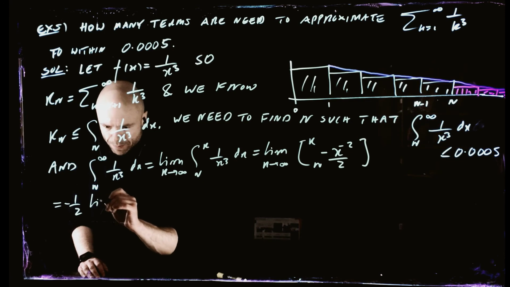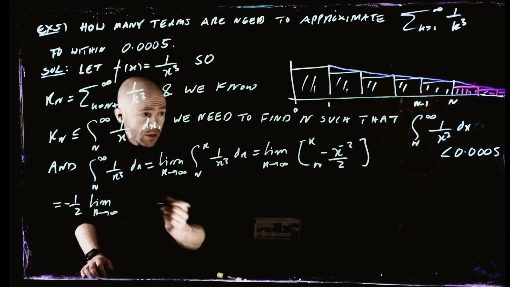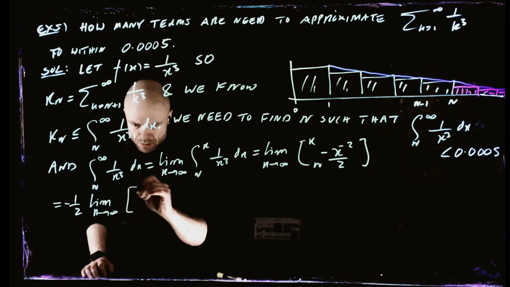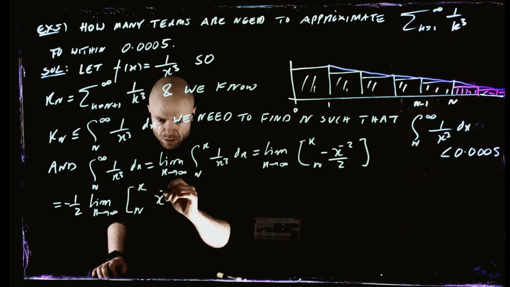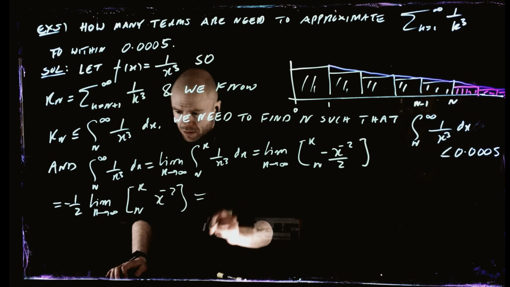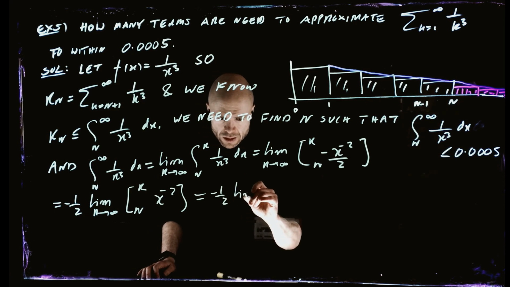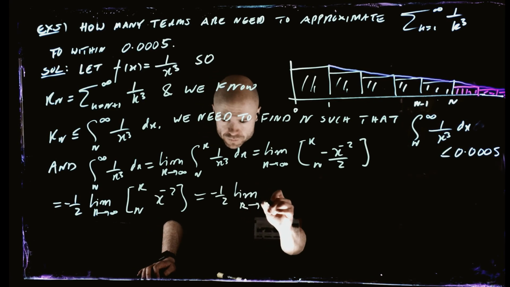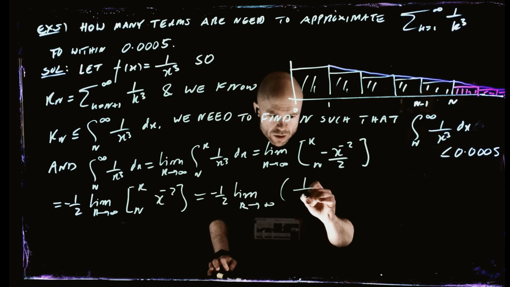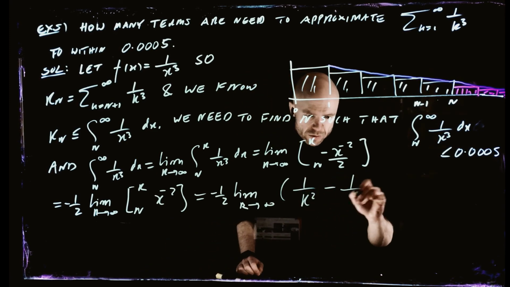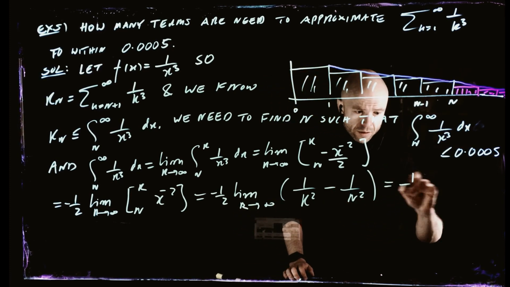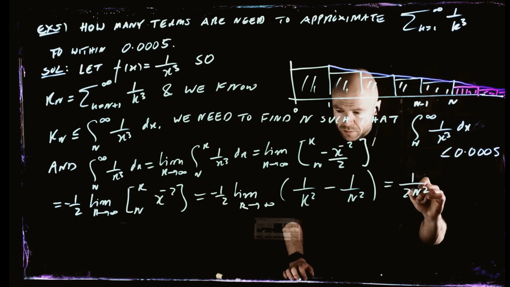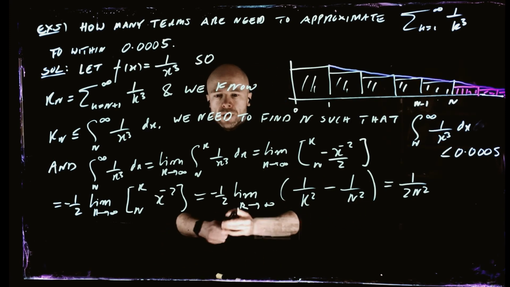And then this is the limit as capital R goes to infinity of the antiderivative from n to R, x to the minus 2, times minus 1 over 2. And that's minus 1 over 2, the limit as R goes to infinity of 1 over R squared minus 1 over n squared. As R goes to infinity, this thing just vanishes. So what we get is 1 over 2 n squared. Everybody happy? Everybody with me?